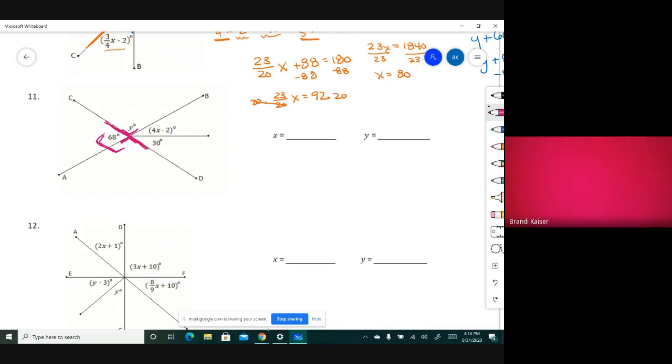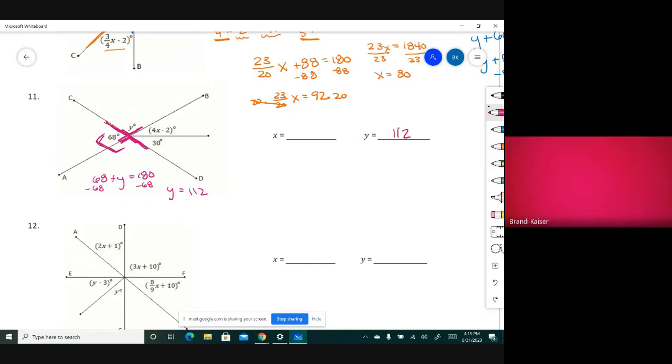I could say the same thing about the 68 and the Y. Actually, I probably should have connected those. They're also in a straight line, right? So I know that 68 plus Y should add up to 180. Okay, and if I can find Y, that'll really help me out when it comes to finding X. So all I have to do is subtract 68 from both sides. Y equals 112.